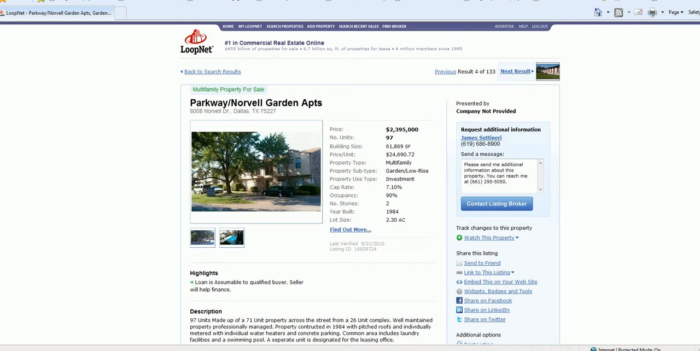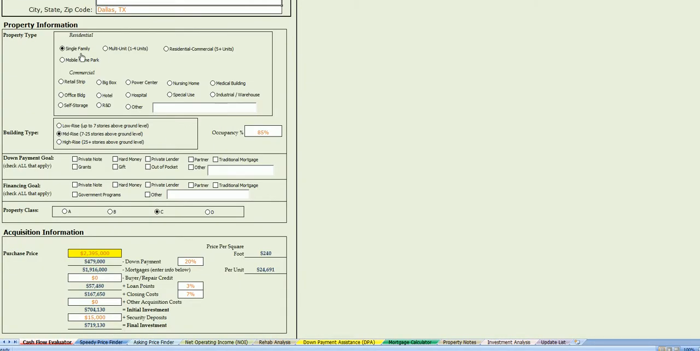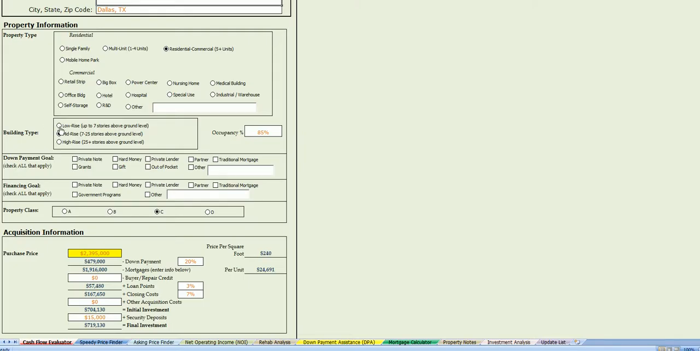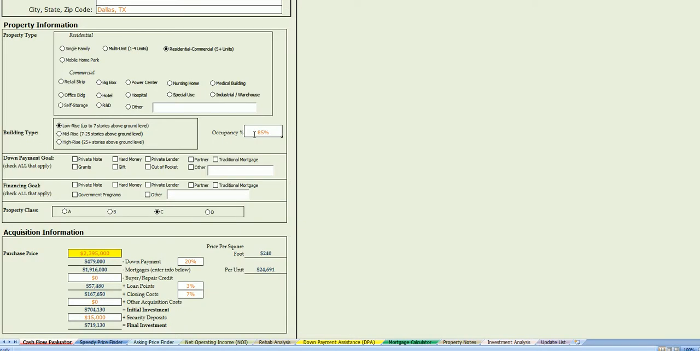Okay, so I found this particular property deal here, and I already pre-plugged in a lot of this stuff so that I can quickly go through this demonstration. But basically, it's a residential commercial property, so we're clicking on this, and it's a mid-rise. Actually, it isn't a mid-rise, it's a low-rise because it's less than 7. Okay, and the occupancy level, as they state here, is 90%. So we go through this and quickly go ahead and do an analysis of the property deal.